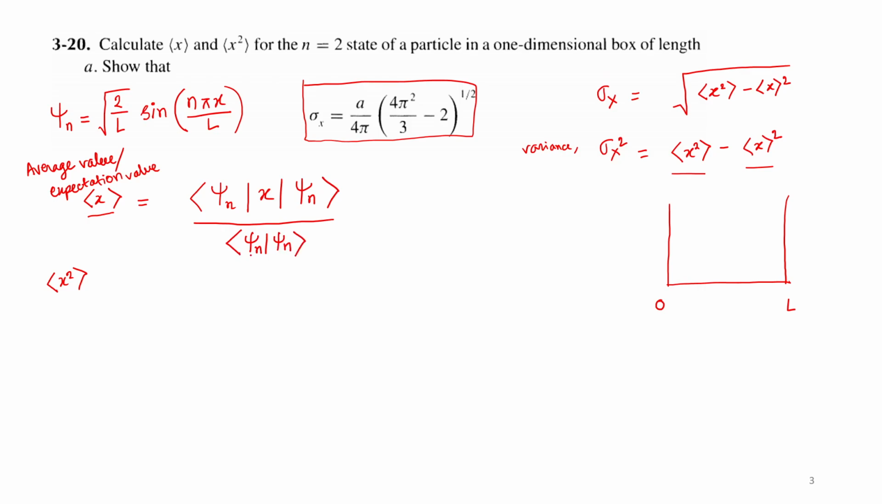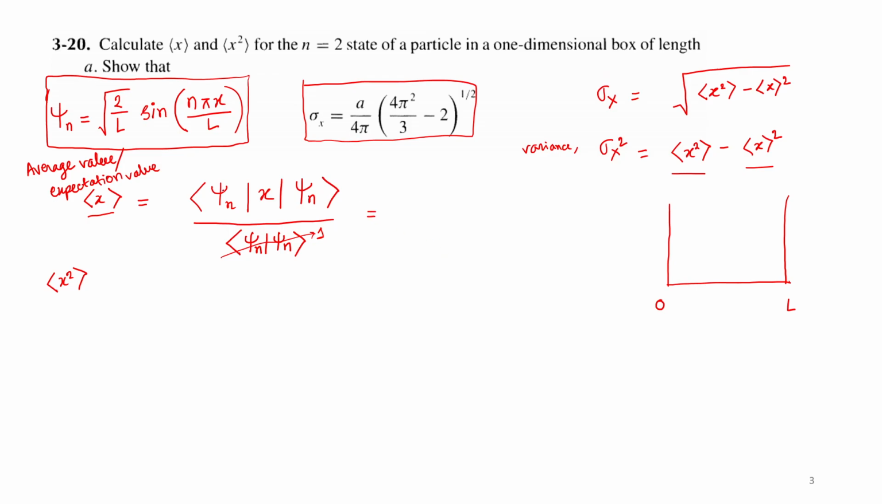So the wave function we have written is already normalized, right? Because the normalization constant is root over 2 by L. I hope you remember this. Priyanka, do you remember that? Yes, normalization. So we don't need to calculate the denominator because it is already one.